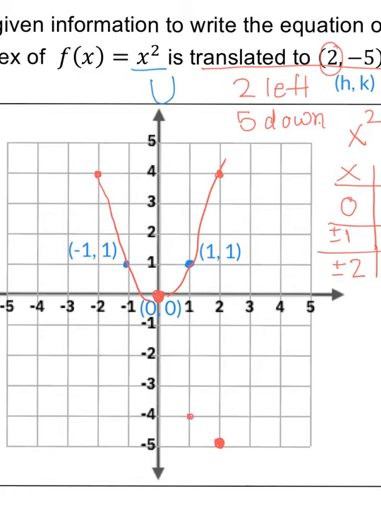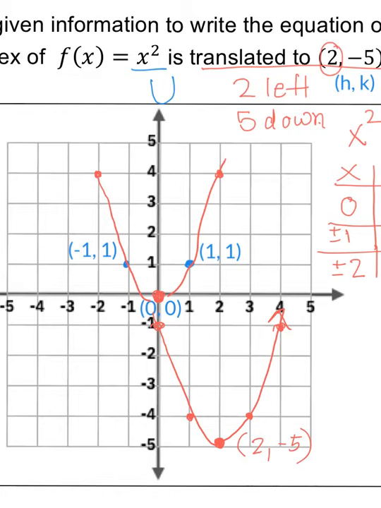So using symmetry, you could go over 1, up 1, over 1, up 1, just like the original parent function. And you could go over 2, up 4, over 2, up 4, and you've effectively moved the parabola, or translated it, so that it's now situated at 2, negative 5. Now, what would the actual function look like?